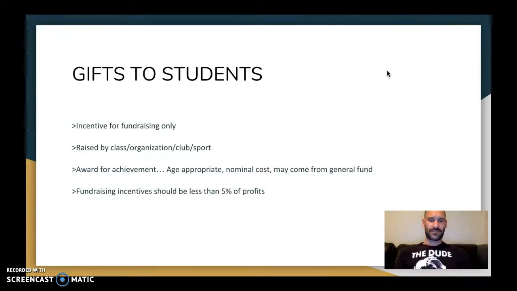When giving gifts to students, a school district administrator should keep in mind that they should only incentivize students for fundraising efforts only. They should only raise money by class, organization, sport, or club. They should also only award achievement based on age-appropriate rewards, a nominal cost to the district, and this may come from the general fund. This is a great way to encourage students to sell on behalf of a cause for the school. Fundraising incentives should be no more than 5% of the profit of the fundraiser.